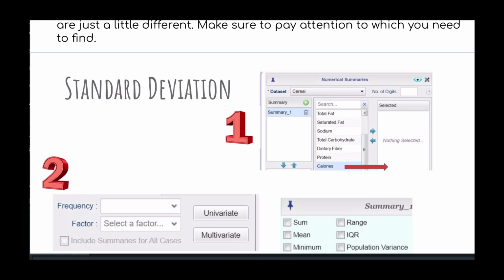So for standard deviation, basically you find it the same way that we found the mean, median, and mode. It's both the standard deviation for the population and for the sample. They're both listed in the choices for the numerical summary. So this is just kind of a review of how we did mean, median, and mode, but you're going to see that you will do standard deviation the same way.